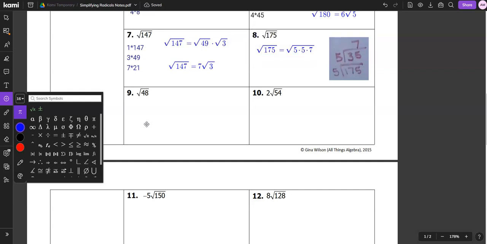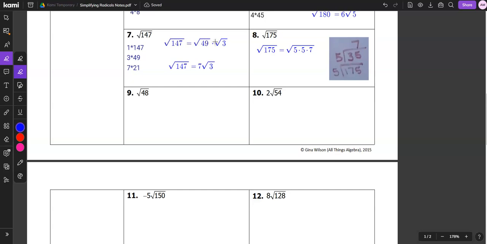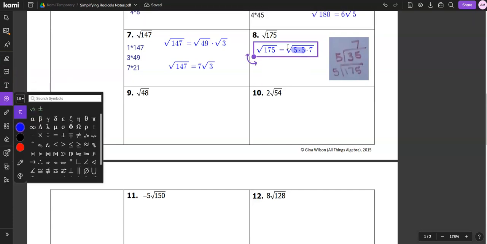Now we're going to look for pairs. So we see that the 5 and the 5 pair up, which means I'm going to take them together out of the radical. So the square root of 175 is equal to 5, because I have a pair of 5s, so I'm going to bring out one of the 5s, times the square root of 7.